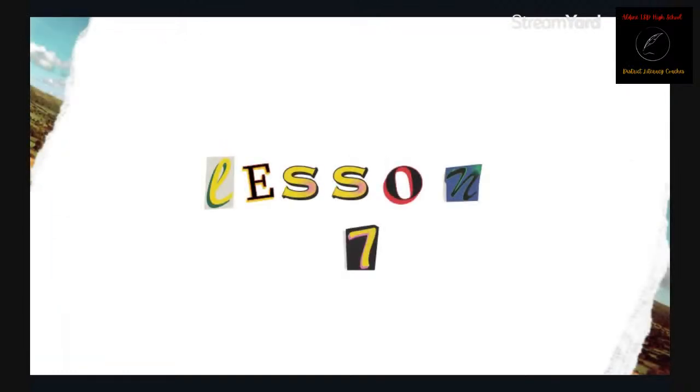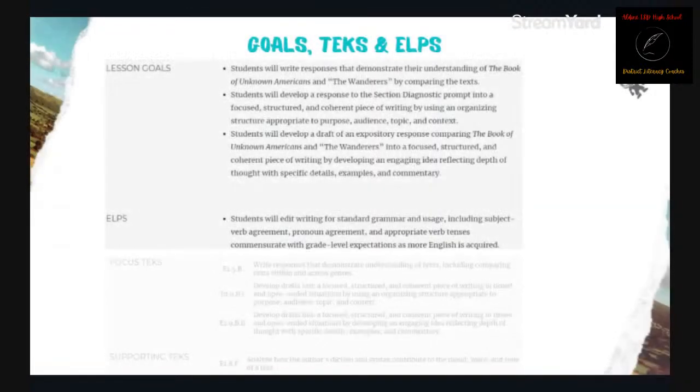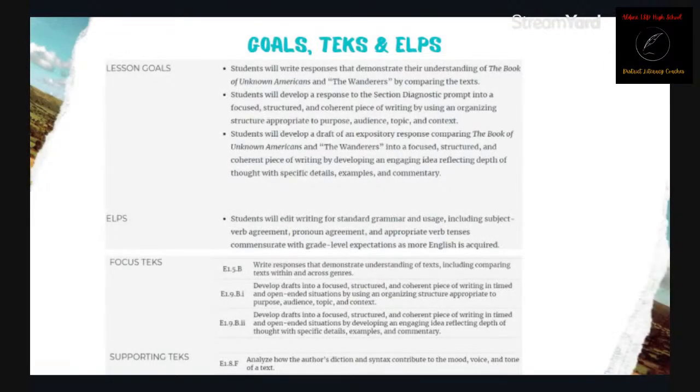And that brings us to lesson 7. In this lesson, students will write responses that demonstrate their understanding of The Book of Unknown Americans and The Wanderers by comparing the texts. They will develop a response to the Section 1 diagnostic prompt into a focused, structured, and coherent piece of writing by using an organizing structure appropriate to the purpose, audience, topic, and context.